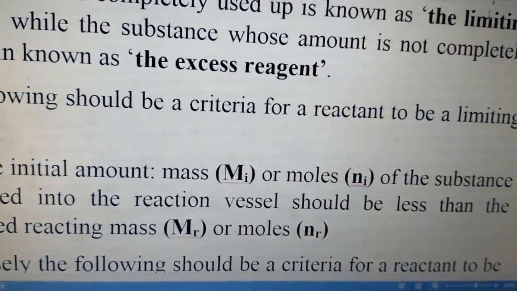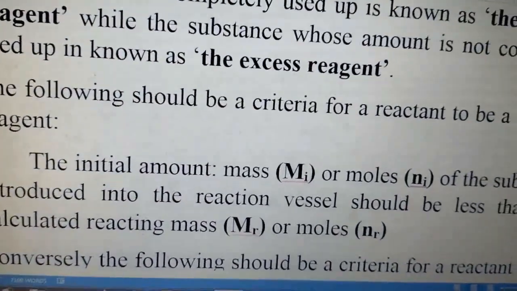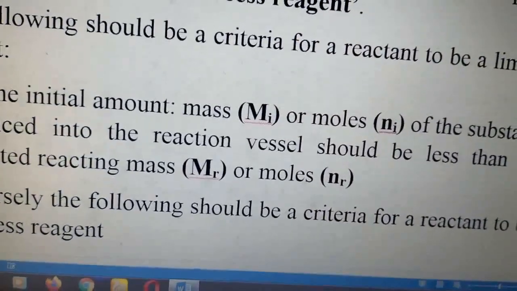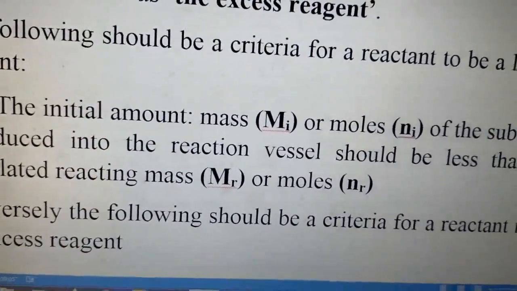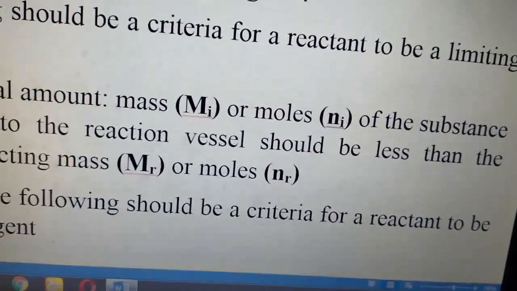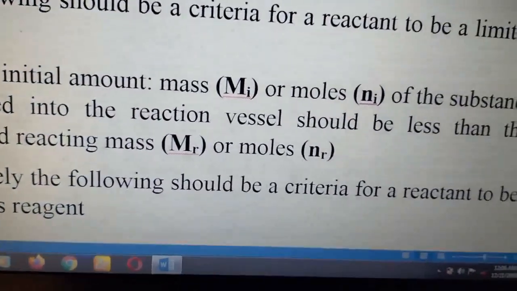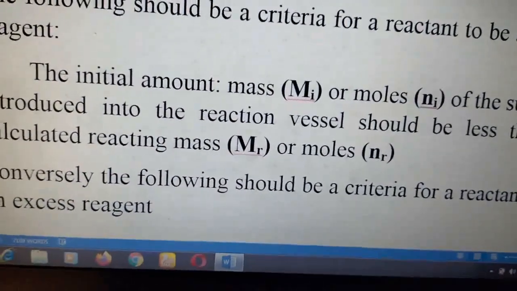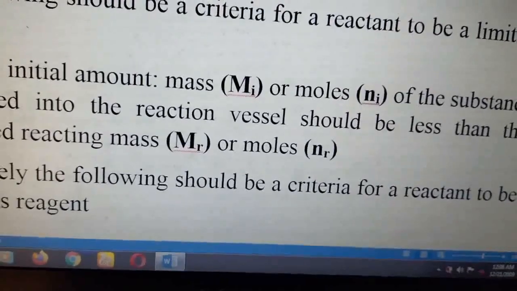So the following should be the criteria for a reactant or a reagent to be a limiting reagent. So how do you know that a reactant is a limiting reagent? The initial amount, that amount could be mass or mole. So you have M subscript i, where M is mass, while that i represents initial. Or the initial mole, n subscript i, of the substance introduced into the reaction vessel should be less than the calculated reacting mass or mole. Where Mr stands for reacting mass and nr stands for reacting moles.